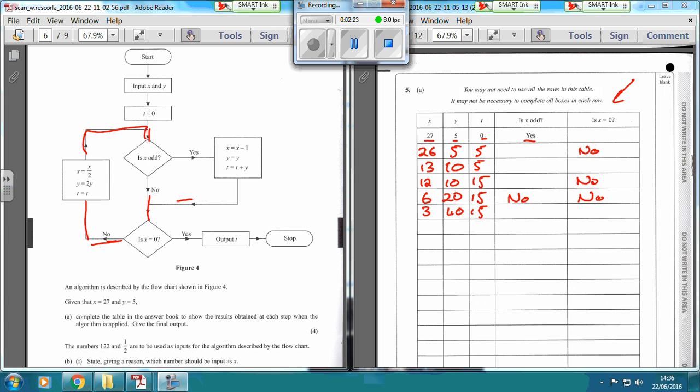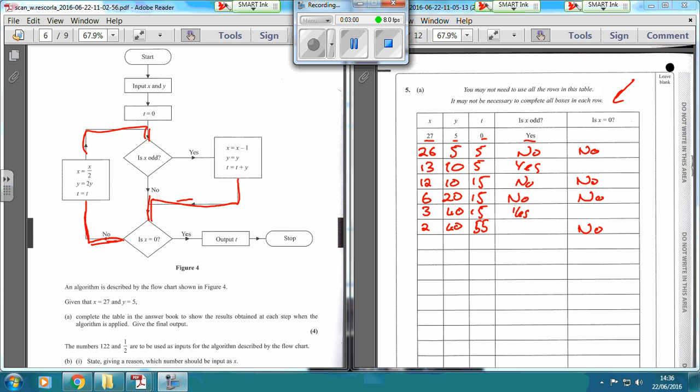So is x odd? Yes. In which case, we should have written down yes or no here for x being odd. So it's x odd, yes. So x equals x minus 1, so that's going to be 2. Y equals y, and t equals t plus y. Okay, so then we go here. Is x equal to 0? Nope. So we go back around to here.